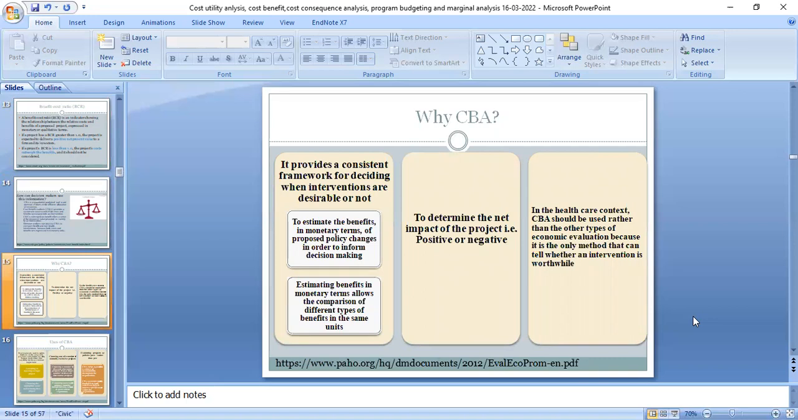It provides a consistent framework for deciding when interventions are desirable or not, and to estimate the benefits in monetary terms of proposed policy changes in order to inform decision making. Estimating benefits in monetary terms allows a comparison of different types of benefits in the same units, and to determine the net impact of the project, i.e. positive or negative. In healthcare context, cost-benefit analysis should be used rather than the other types of economic valuation because it is the only method that can tell whether an intervention is worthwhile or not.